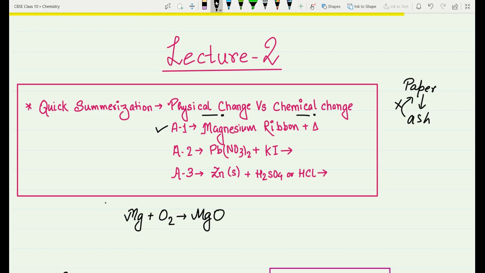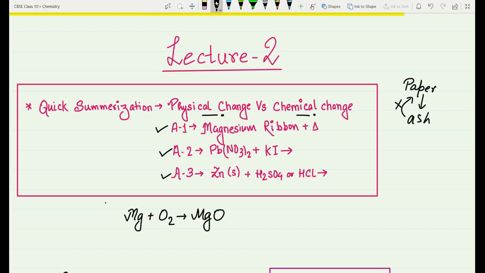Then we studied activity number 2. What happened when lead nitrate reacts with potassium iodide? As we know, a precipitate is formed. Now you have to tell me the color of that precipitate. I did it in yesterday's lecture. You have to write in the comment section what is the color of that precipitate.